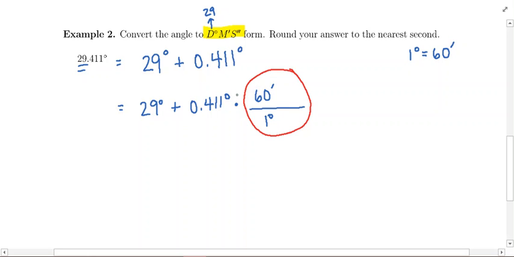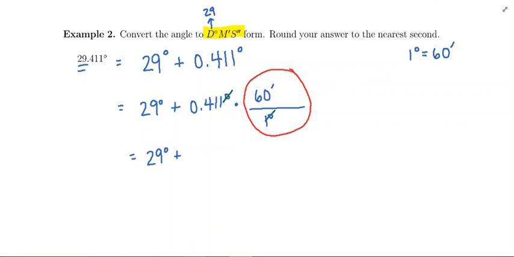I'm going to use a different color here. We have degrees in the numerator and degrees in the denominator. They will cancel out and you will be left with minutes. So let's do this. We're still going to have 29 degrees plus, and we need to go to the calculator and do the calculation 0.411 times 60. Okay, so let's go do that.